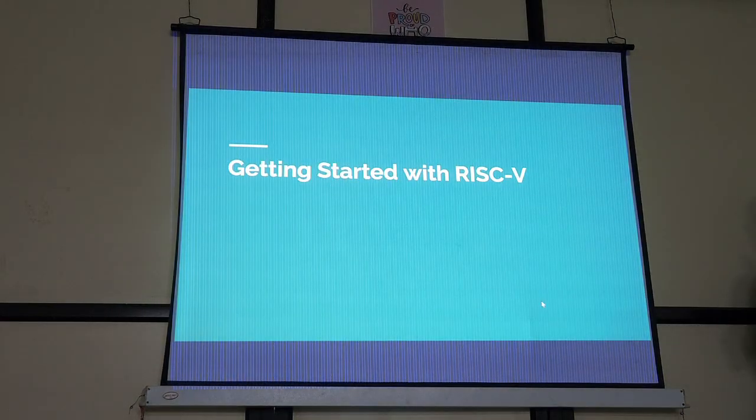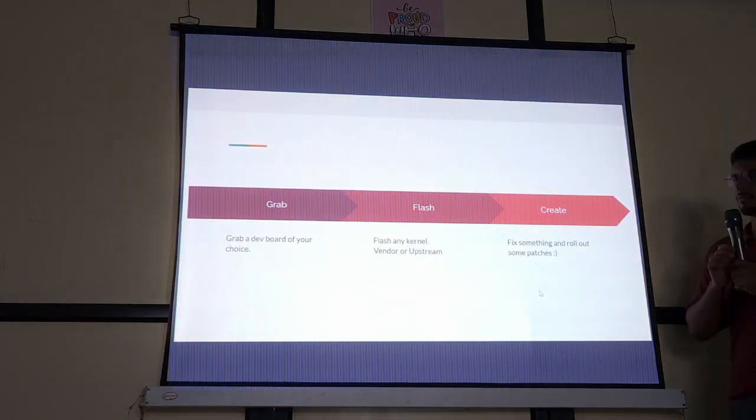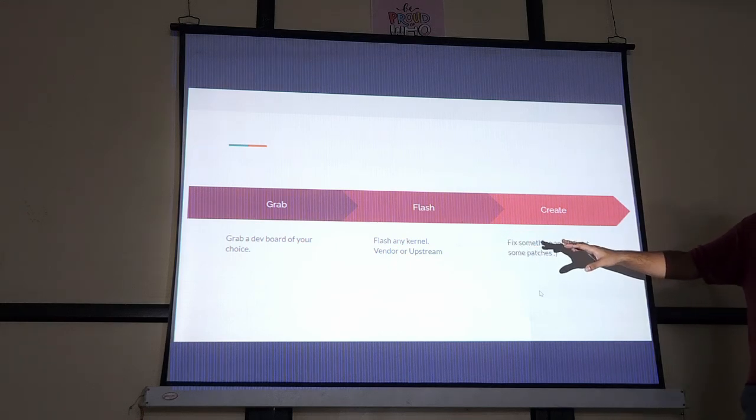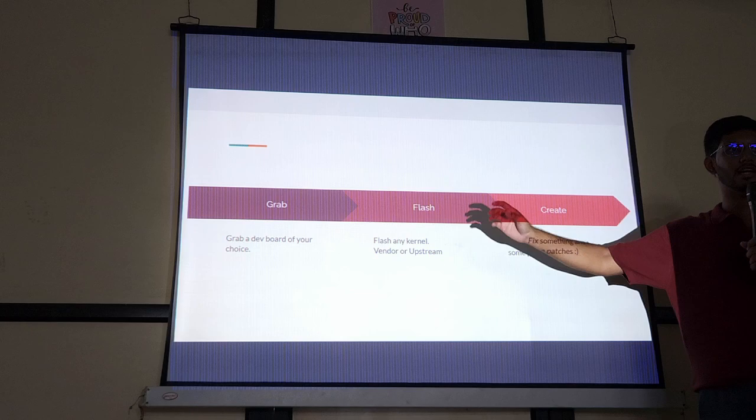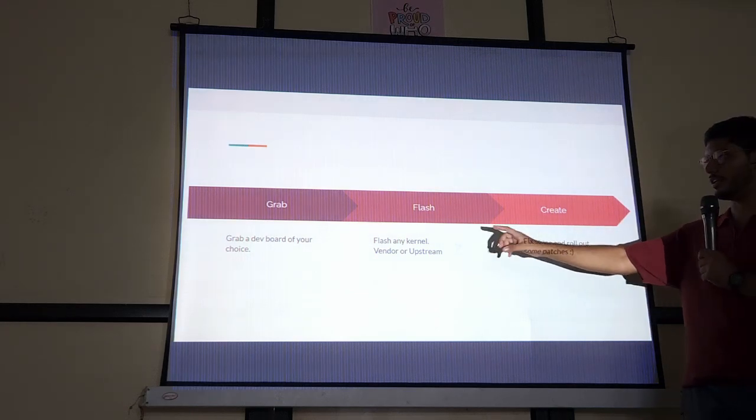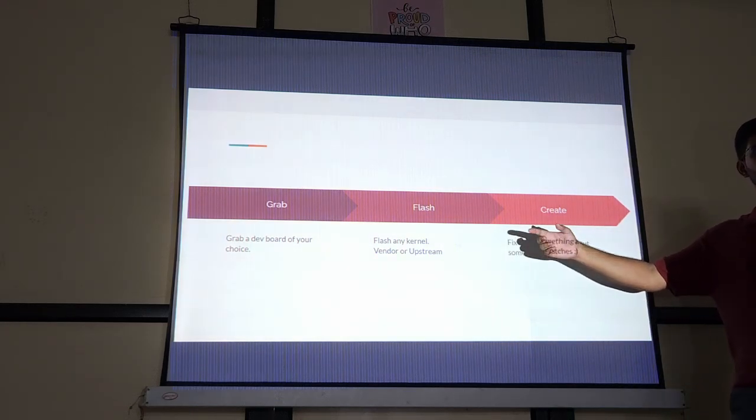Now let's see how you can jump into the RISC-V domain. Basically, the flow is very simple. Grab a dev board of your choice, any one, then flash any kernel. There are two kernels here: one is a vendor kernel and another one is an upstream kernel.